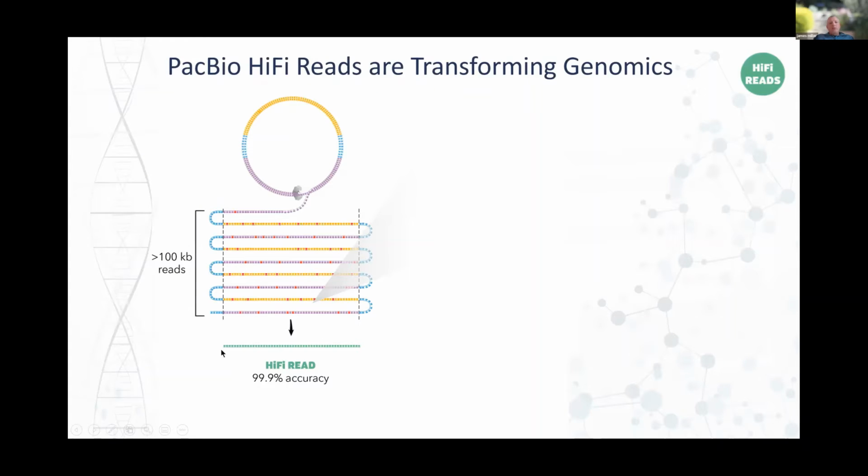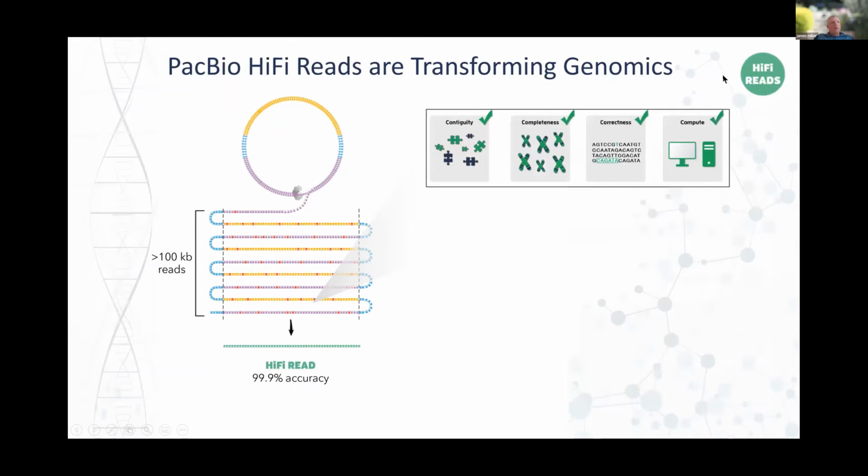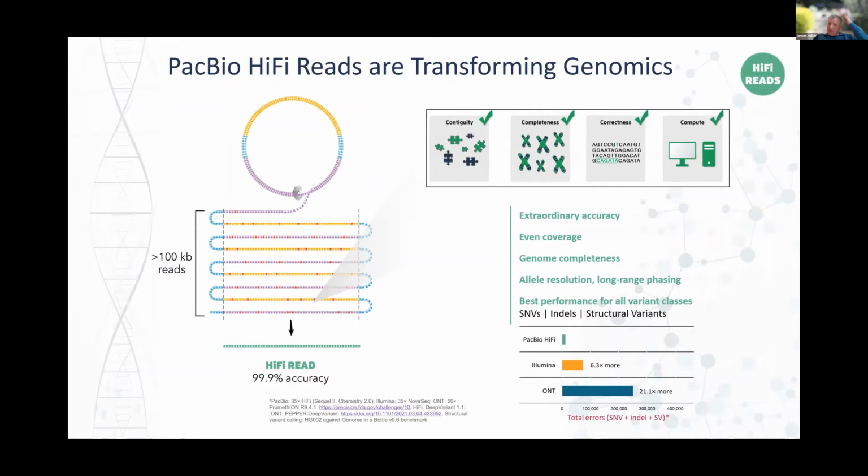As Paul mentioned, these reads are really highly accurate, and everything about PacBio now is HiFi reads. Paul talked about assembly of genomes and how contiguity, completeness, correctness, and compute are all important in a genome assembly project, and HiFi reads are perfect for that. Also in human genomics, the extraordinary accuracy of the reads, the even coverage, and the genome completeness give you excellent allele resolution and long-range phasing. And because they're so accurate, you get the best performance for all variant classes, including single nucleotide variants, indels, and structural variants.